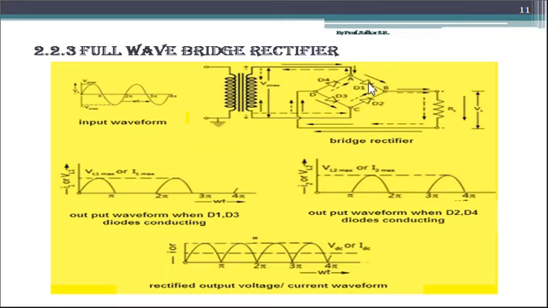As the positive half of the sine wave comes across diode D1, the P type, or the anode of diode D1, comes first, then the cathode. So the positive half of the AC signal makes the diode D1 forward biased. As diode D1 becomes forward biased, it starts conducting.